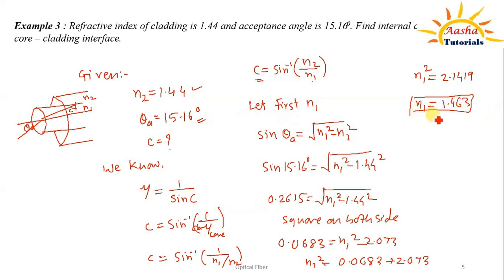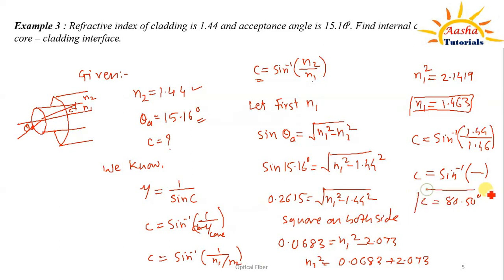Now putting this value in this relation, we can find the critical angle. So the critical angle is equal to sine inverse of n2, which is 1.44, and n1 that we just found, that is 1.46. Let me write up to 2 decimal digits. Putting this value and simplifying, we get the final answer. So sine inverse of this ratio, you find here and take the inverse of that. This gives me the answer around 80.50 degrees. So this is my critical angle for this particular given optical fiber.